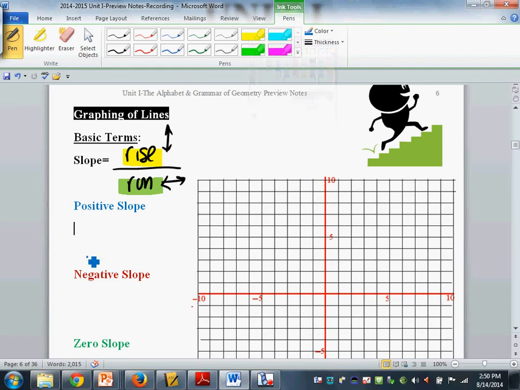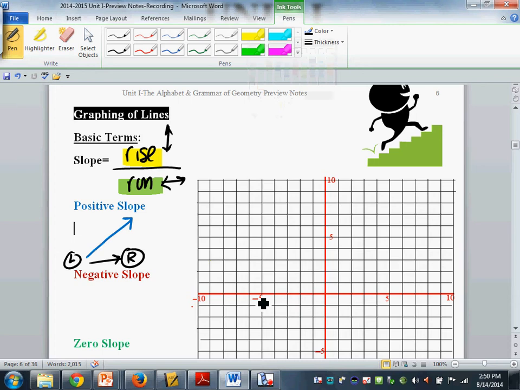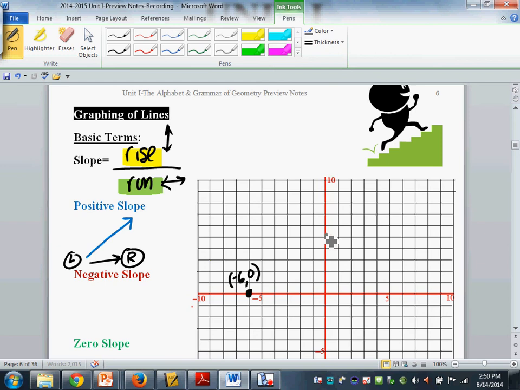Now, a positive slope is a line that slopes upward from left to right. From left to right, if it goes upward, it's going to be a positive slope line. Let me show you an example of that. Let's put a dot at -6, 0. And let's put a point at 0, +5. Let's draw a line through that.